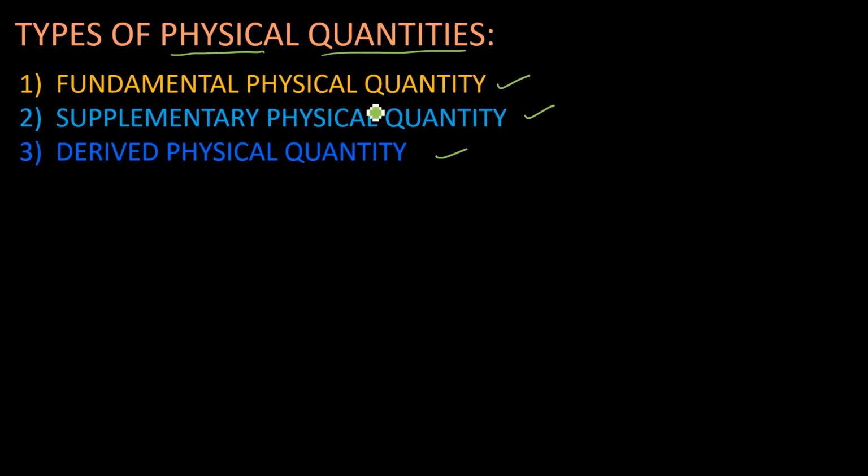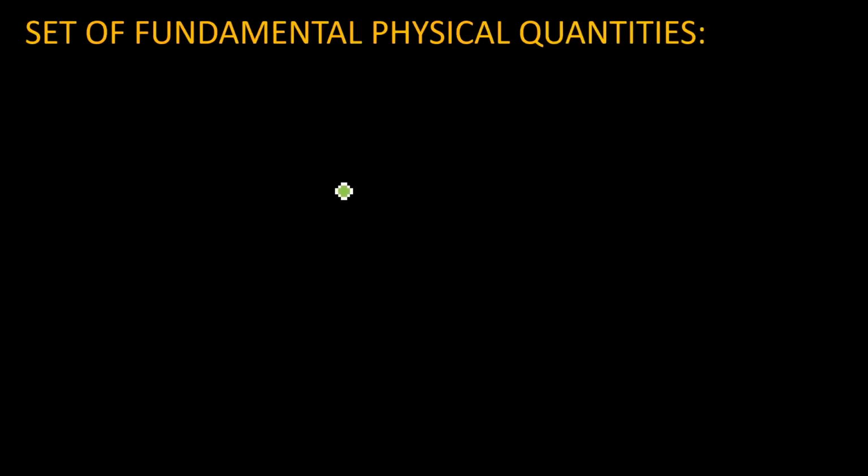Fundamental quantities means those are basic quantities. Supplementary quantities are related to angles, so normally you can take plane angle or solid angle. We will discuss these quantities in depth in coming points. Next one, derived physical quantities. A derived physical quantity means this quantity can be derived from the remaining physical quantities. Very good.